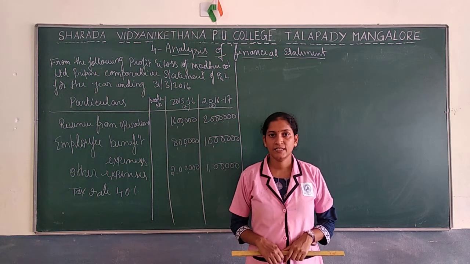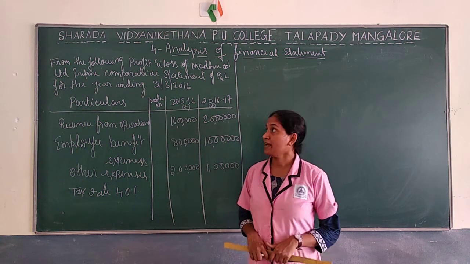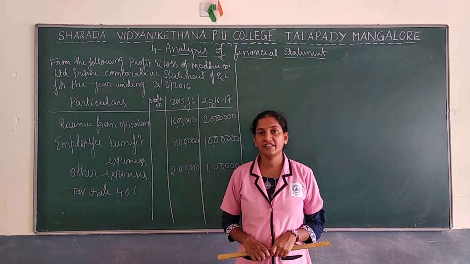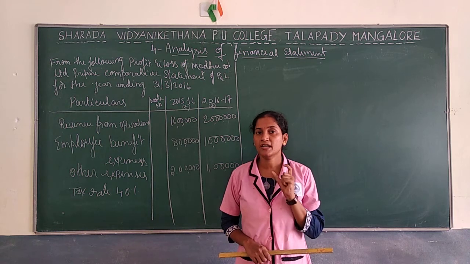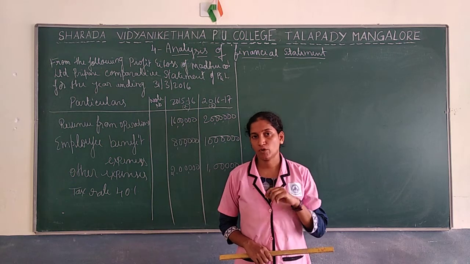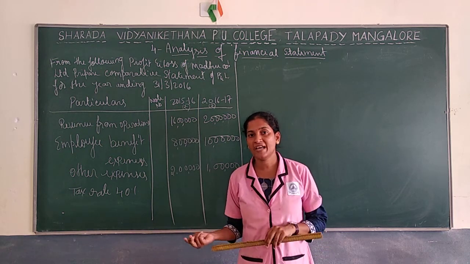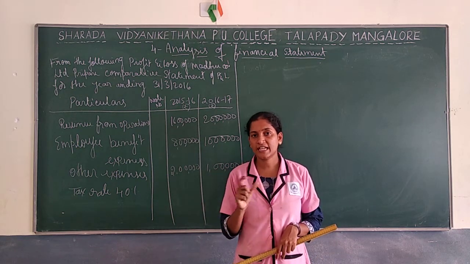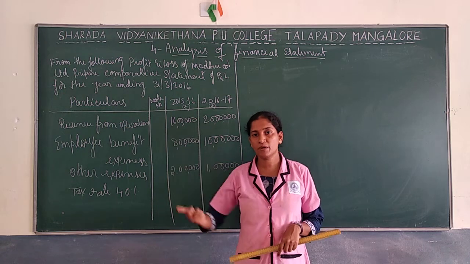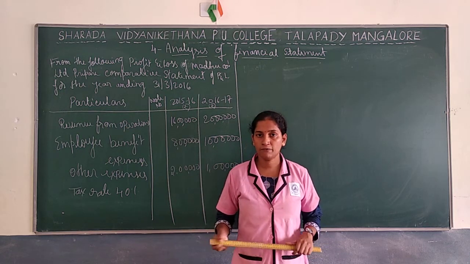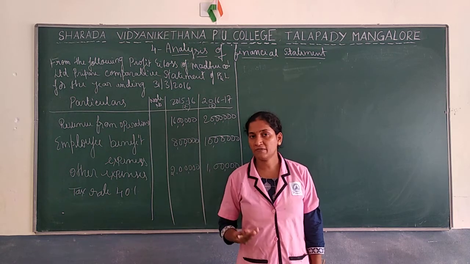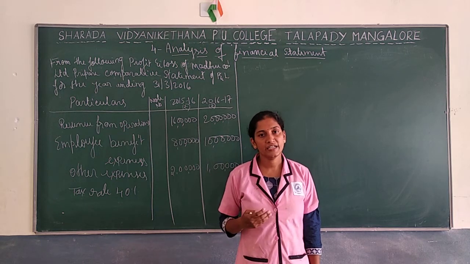Accountancy class. I have already started with the topic analysis of financial statement. Under that I have already started the topic comparative statement. What is a comparative statement? We are comparing the previous year with the current year. Then we have to see whether it has increased or decreased, and based on that we have to find out the percentage, and later on give the analysis or interpretation.